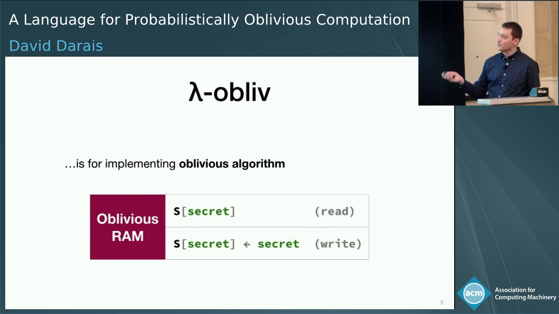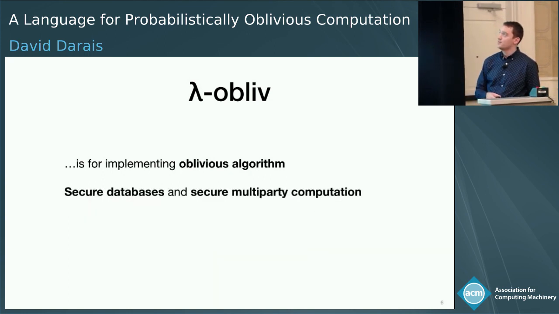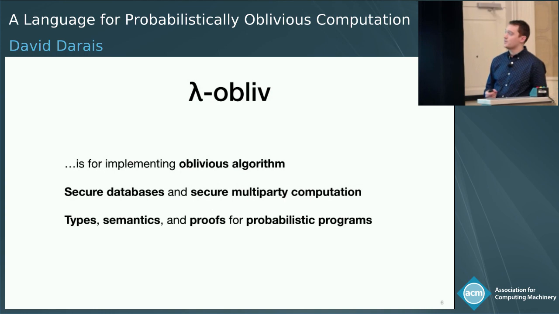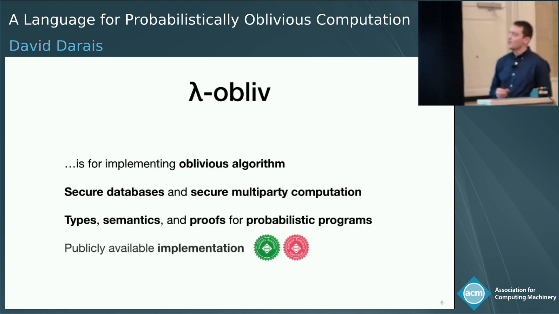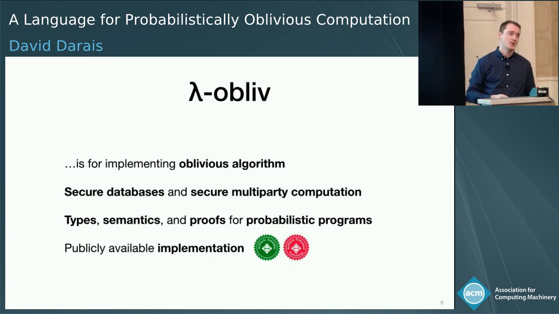So Lambda Obliv can do more than just implement ORAM. It has applications broadly for secure databases and secure multi-party computation. Lambda Obliv innovates on type system design, semantics, and proofs for probabilistic programs and probabilistic properties. We released with our paper a publicly available implementation that you can use right now to play with new oblivious algorithms. And the moral of the story is if a program type checks in our language, you get a strong probabilistic security property. You don't have to think about truth tables and things like that, or probabilistic distributions directly.